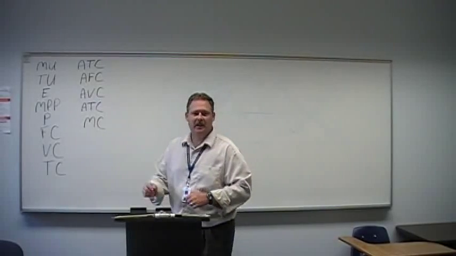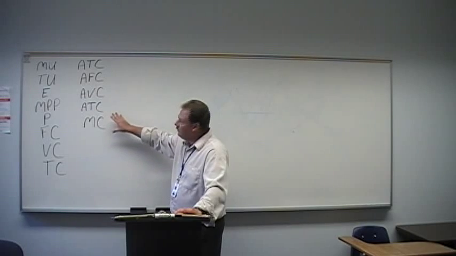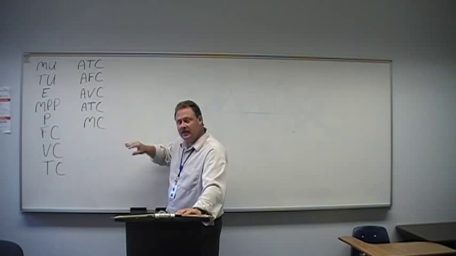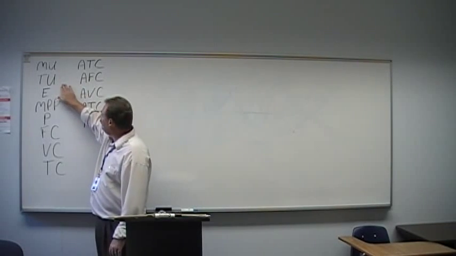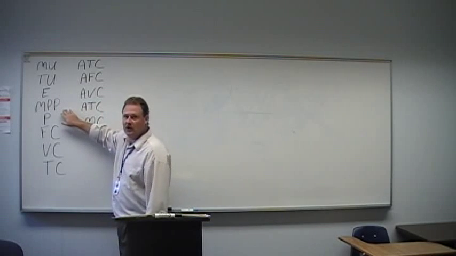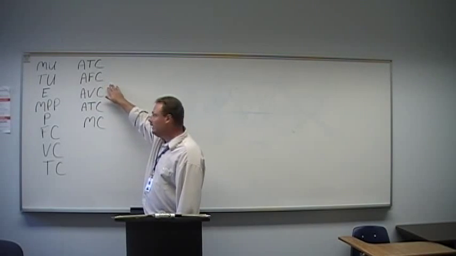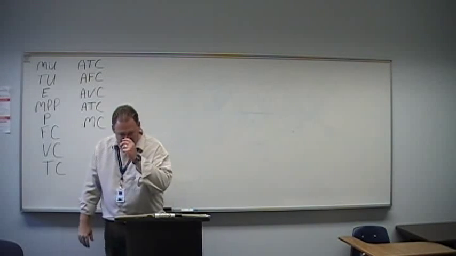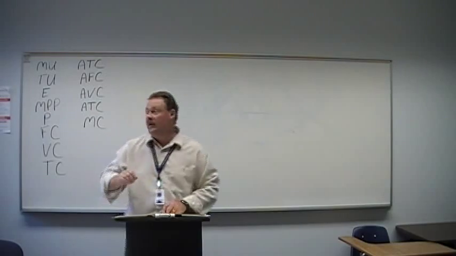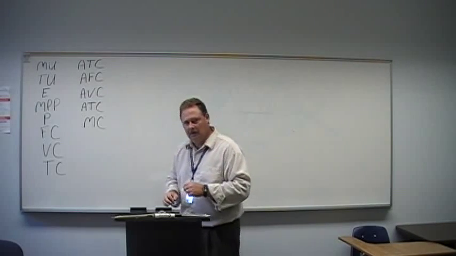Okay, today we're going to be covering chapter 21. I've written out the initials of the various things we're going to find in chapter 20 and 21. We have marginal utility, total utility, elasticity, marginal physical product, price, fixed costs, variable costs, total cost, average total cost, average fixed cost, average variable cost, average total cost, and marginal cost. These are things you're going to have to know. Not only what these abbreviations mean, but the definition of those things involved.